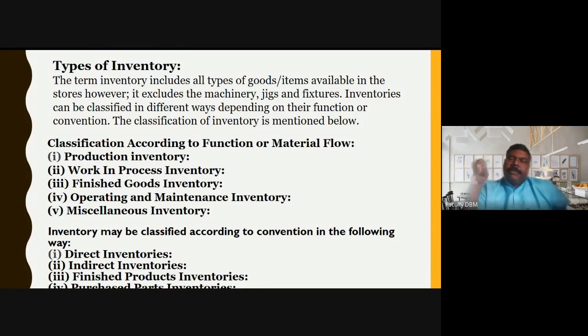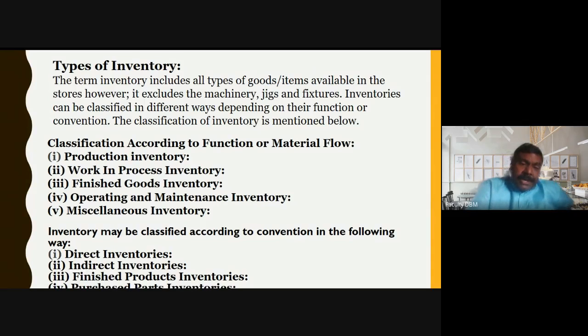And operating and maintenance inventories, like greasing and oiling items, are called operating and maintenance inventory. And miscellaneous inventory covers stationery items and office consumables used at the office level, like white paper, gem clips, tags, stapling pins, pen, pencil, rubber, all this. Rotational item registers and charts also come under miscellaneous items. So this is according to the function. These materials have been classified into five: production inventory, work in process inventory, finished goods inventory, operating and maintenance inventory, and miscellaneous inventory.